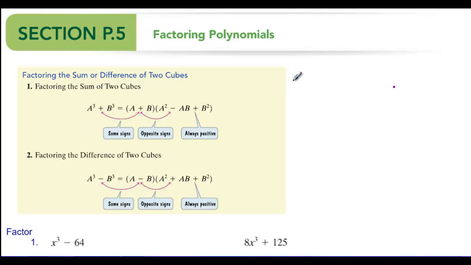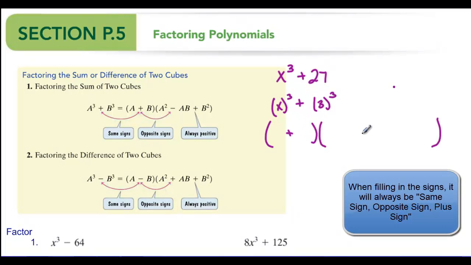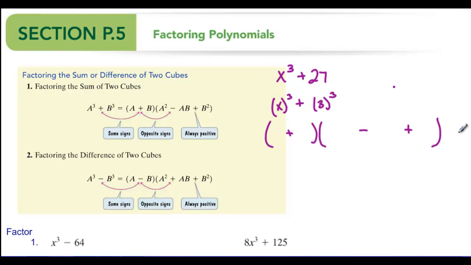So for instance, if we have x cubed plus 27. Well, this is obviously x cubed plus 3 cubed. So the x is being cubed, the 3 is being cubed. The first thing I'm going to refer to will be x, and the second thing I'll be referring to will be the 3. So the pattern is a short set of parentheses, a long set of parentheses. For the symbols, it's going to be same sign, opposite sign, plus sign. And now we just need to fill in what goes in between all the parentheses.